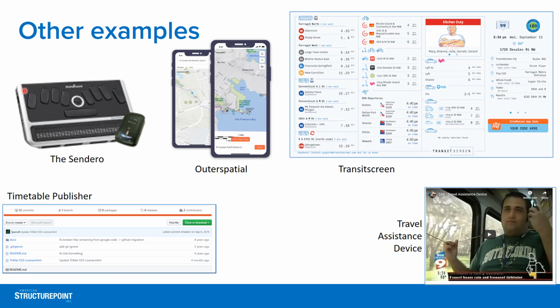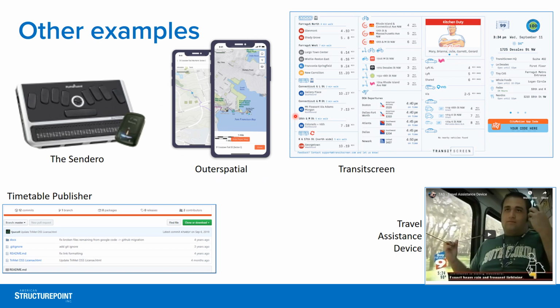The BrailleNote Sendero is an application that uses a refreshable Braille display to put the GTFS data in a format that's usable by visually impaired or blind persons.